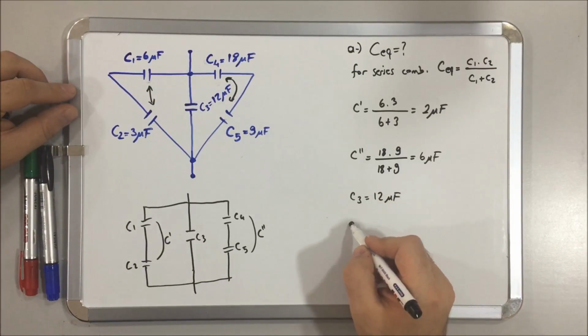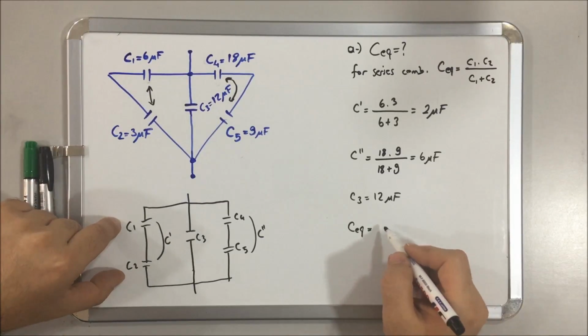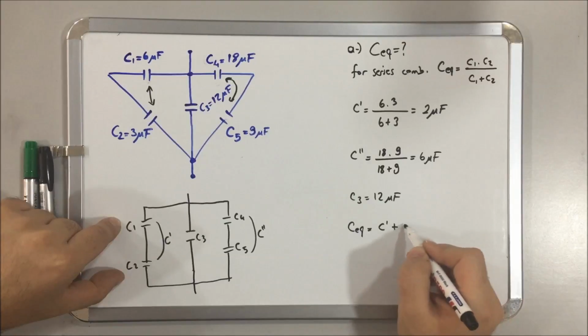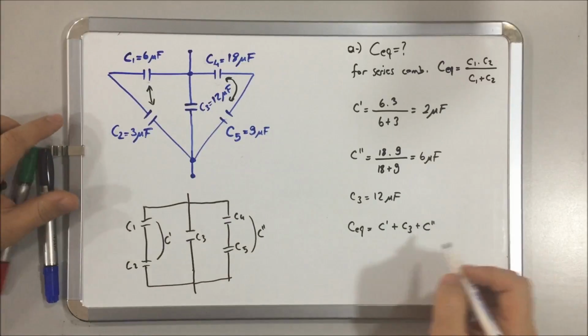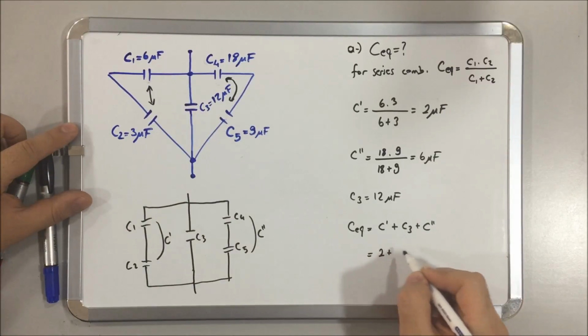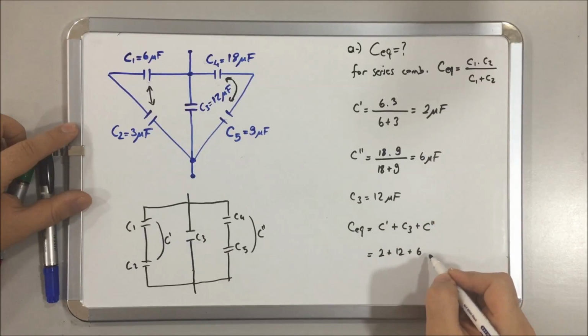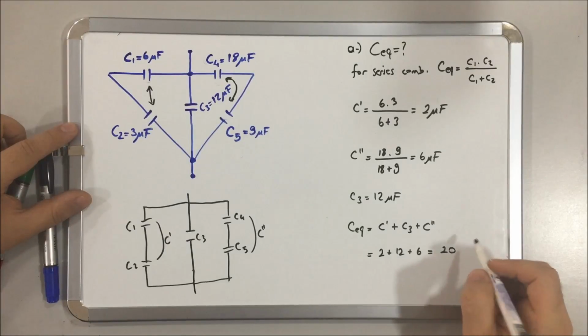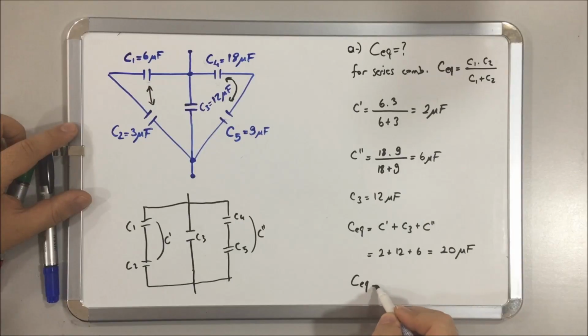And C equivalent is equal to C prime plus C3 plus C double prime. So it will be 2 plus 12 plus 6. So the result will be 20 microfarad. So C equivalent is equal to 20 microfarad.